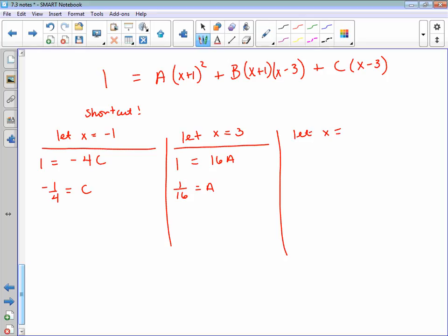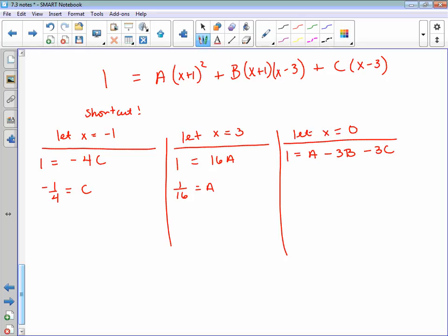Okay, I'm out of things that would make things 0. So I need to pick another x value. What's an easy x value to plug in? 0. Yeah, so let's let x equal 0. Now you're not going to eliminate any of your terms here, but that's okay. So I would have 1 equals, do you guys agree that'd be 1A? Okay. And then minus 3B and minus 3C. You with me?